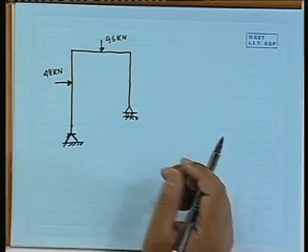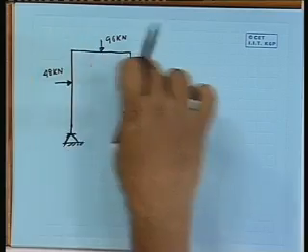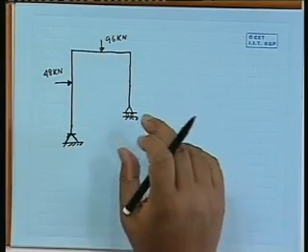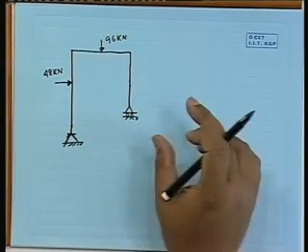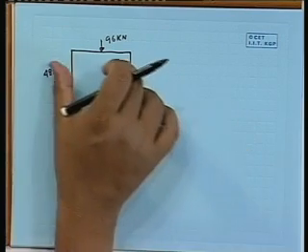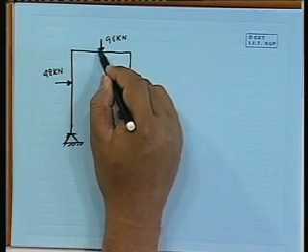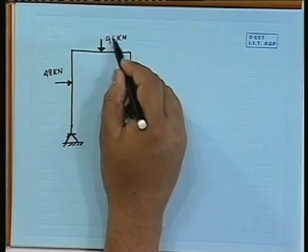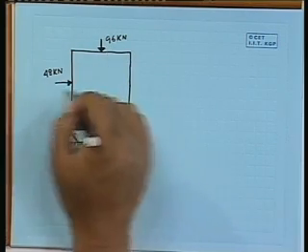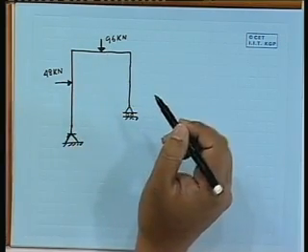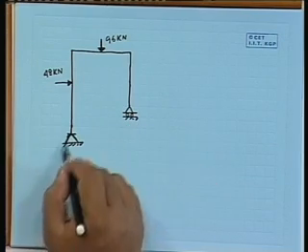See, there is a frame like this. There are two vertical members. Not only that, their lengths are not identical. There is a horizontal member. Horizontal member is subjected to a load 96 kilonewton. This horizontal member, there is a load 48 kilonewton. This is a roller type of support. This is a hinge type of support.